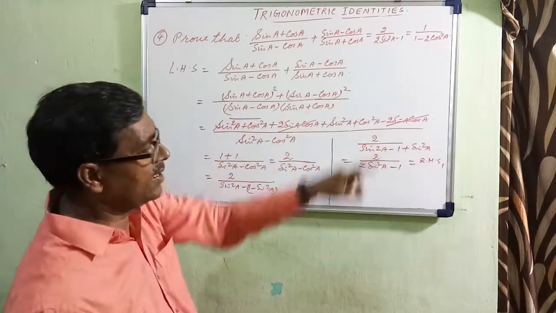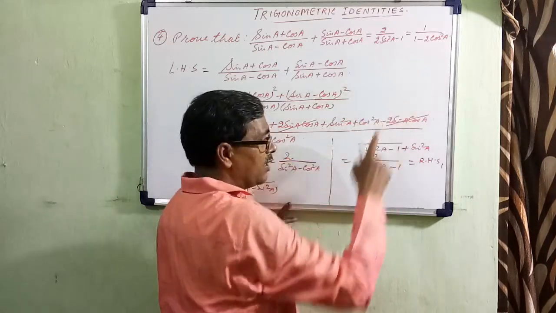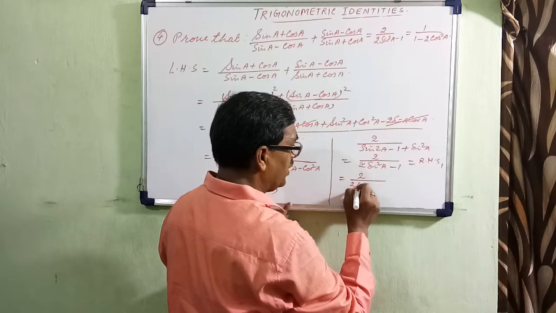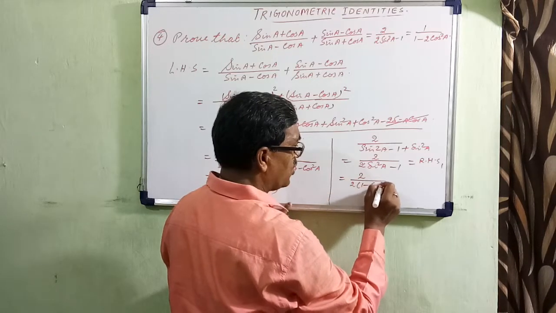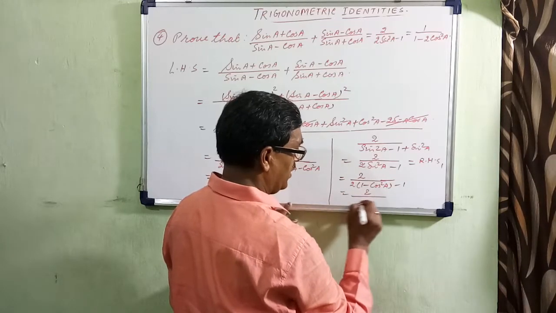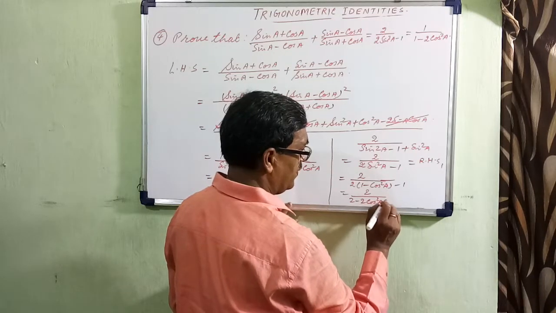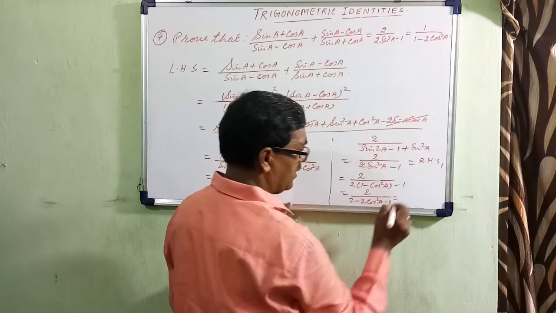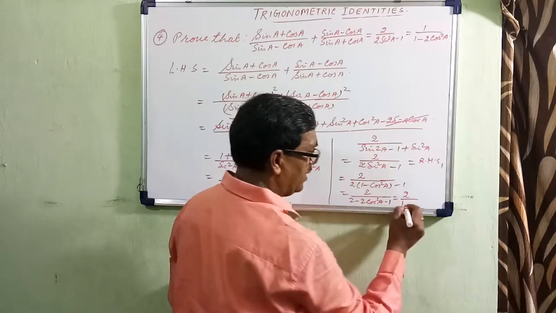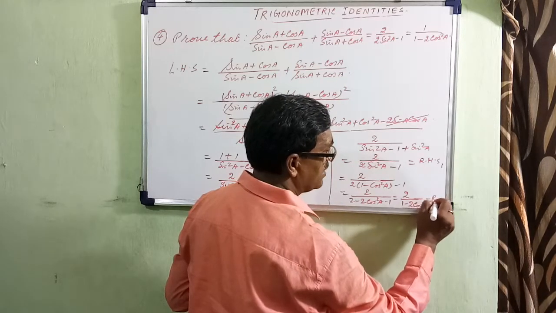To get the second RHS, from this only we will go. In the RHS you have to find cos square, so this sin square you convert into cos square. 2 by 2 into (1 minus cos square A) minus 1, which is 2 by 2 minus 2 cos square A minus 1, and this is equal to how much? 2 by 2 minus 1, that is 1, and minus 2 cos square A. That is your RHS 2.